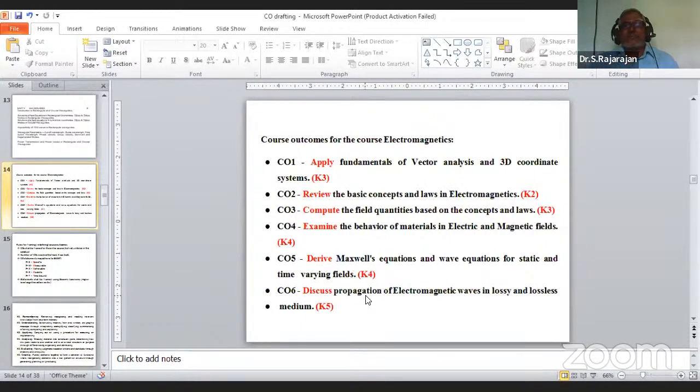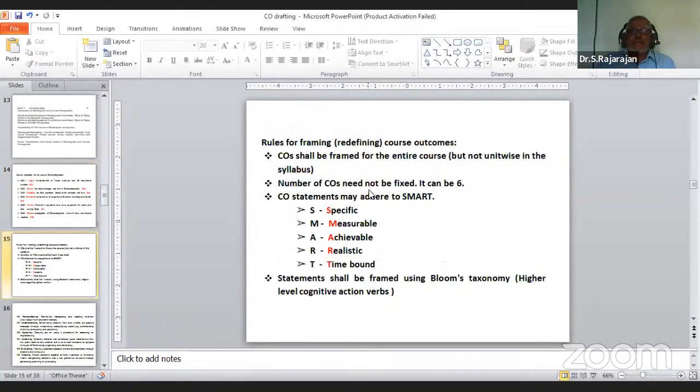This is "discuss propagation of electromagnetic waves in lossy and lossless medium." This is what all 6 COs are written for the given syllabus. If you give the syllabus in the same sense, and you are not capable of giving K4, K5 or even K3, you have to change it into K1 and K2. But based on this, you have to ask the questions and assess the students. This is the idea. Now I come to the conclusion more or less.